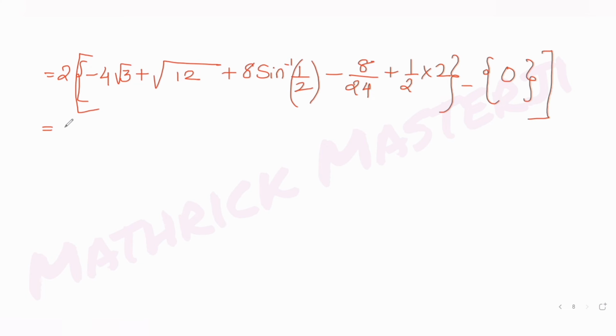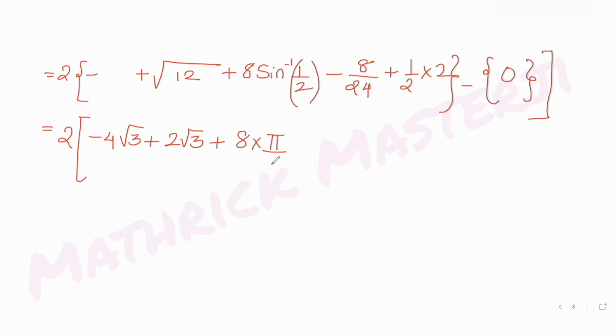So let's try to simplify as much as we can here. So minus 4 root 3, square root of 12, I know it's going to be 2 root 3, plus 8 sine inverse of half, we know it is at 30 degrees, because sine of 30 degree is half. So 30 degrees, if I write in the radian terms, it becomes pi by 6, not pi by 3. So 8 into pi by 6 minus 8 and 24, if I try to cancel out, it's 1 over 3, and this becomes 1. So you have this entire thing with you.